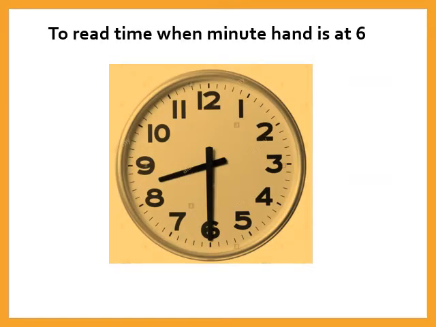Now look at this clock. The hour hand is between 8 and 9. The minute hand is at 6. The minute hand has covered 30 small divisions in moving from 12 to 6. So the minute hand at 6 shows 30 minutes. We say that the time is 8:30 or half past 8.